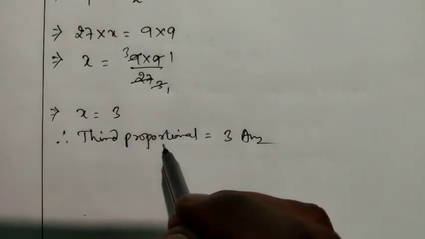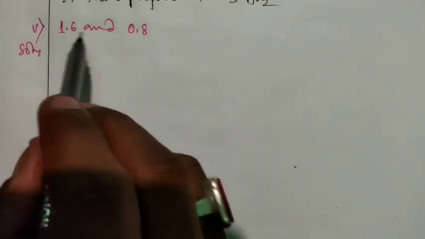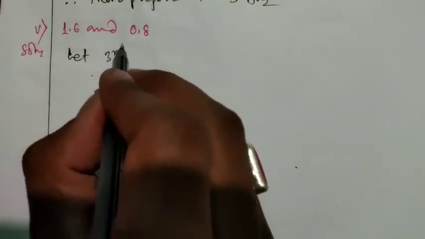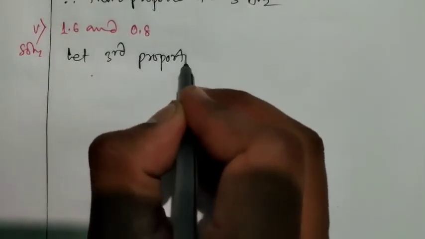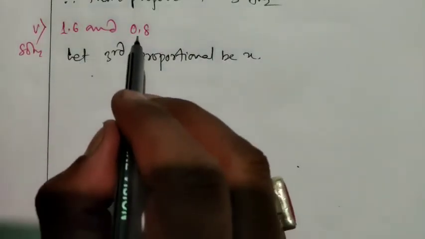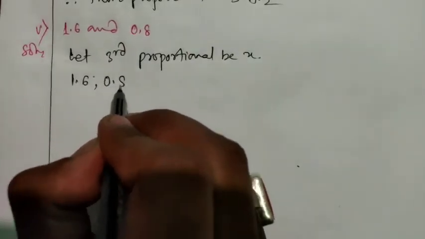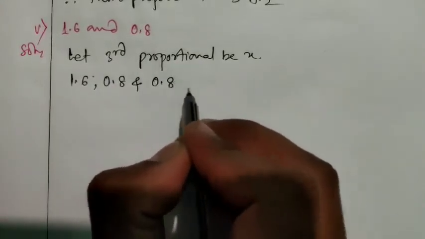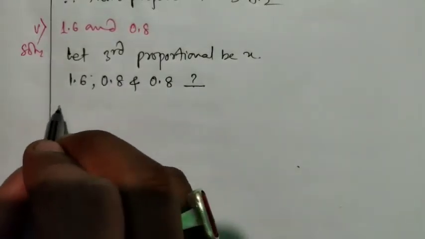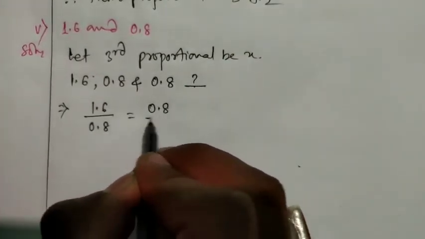I will solve one more question, that is question number 5. Again two quantities are given, A and B, 1.6 and 0.8. We will write: let the third proportional be x. What we did earlier, we repeated the second value twice. We will write 1.6 comma 0.8 and 0.8, and here we will get the answer. We will follow the same process: 1.6 by 0.8 is equal to 0.8 by x.